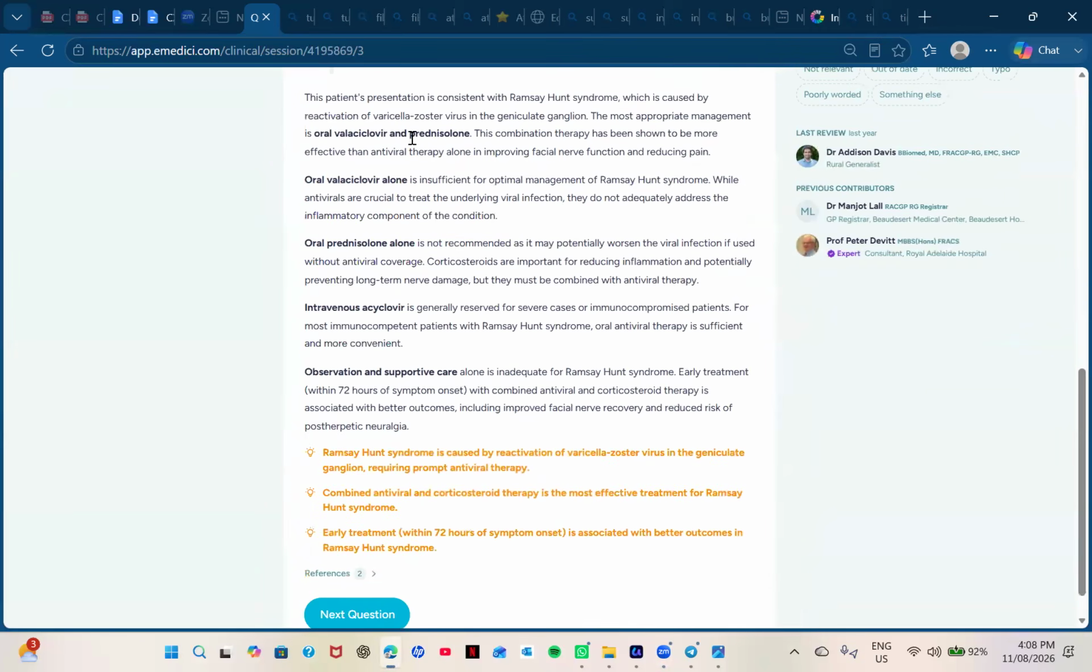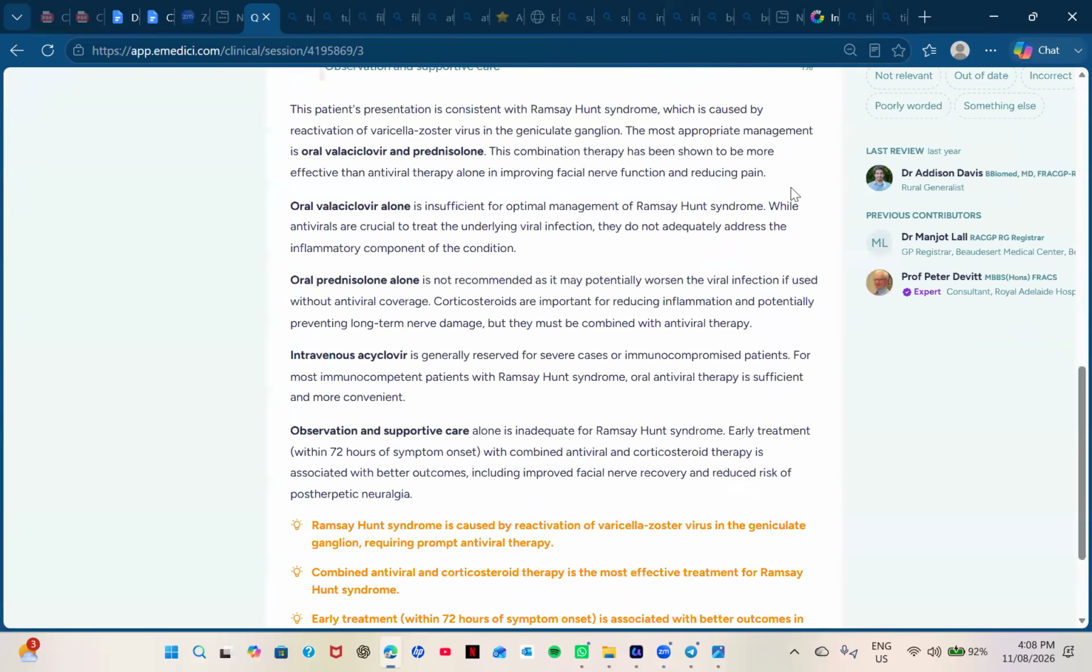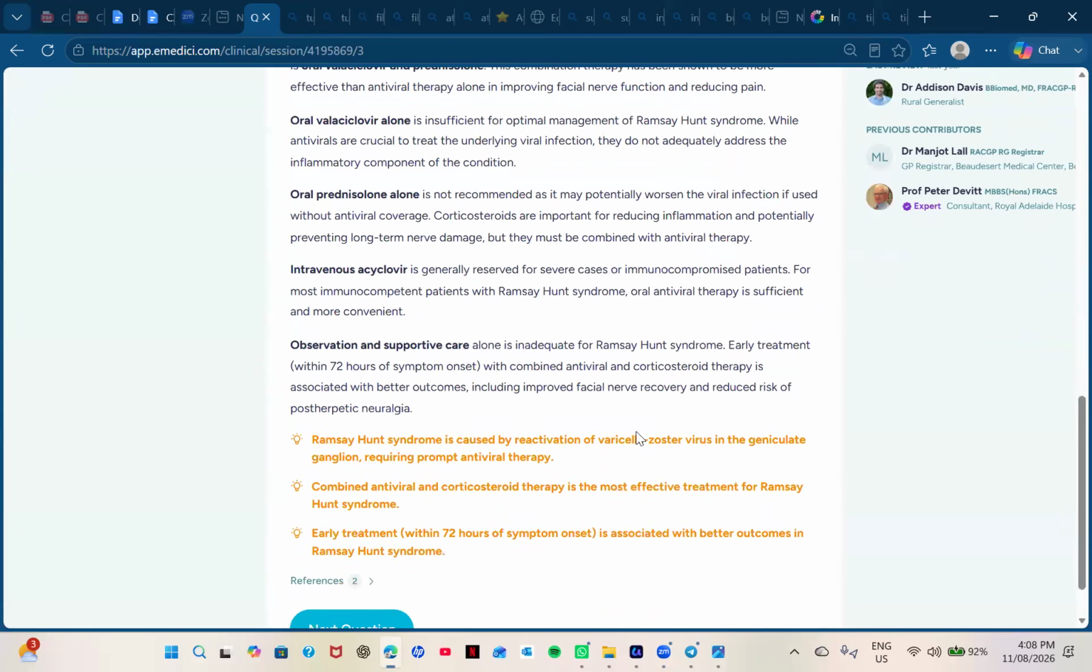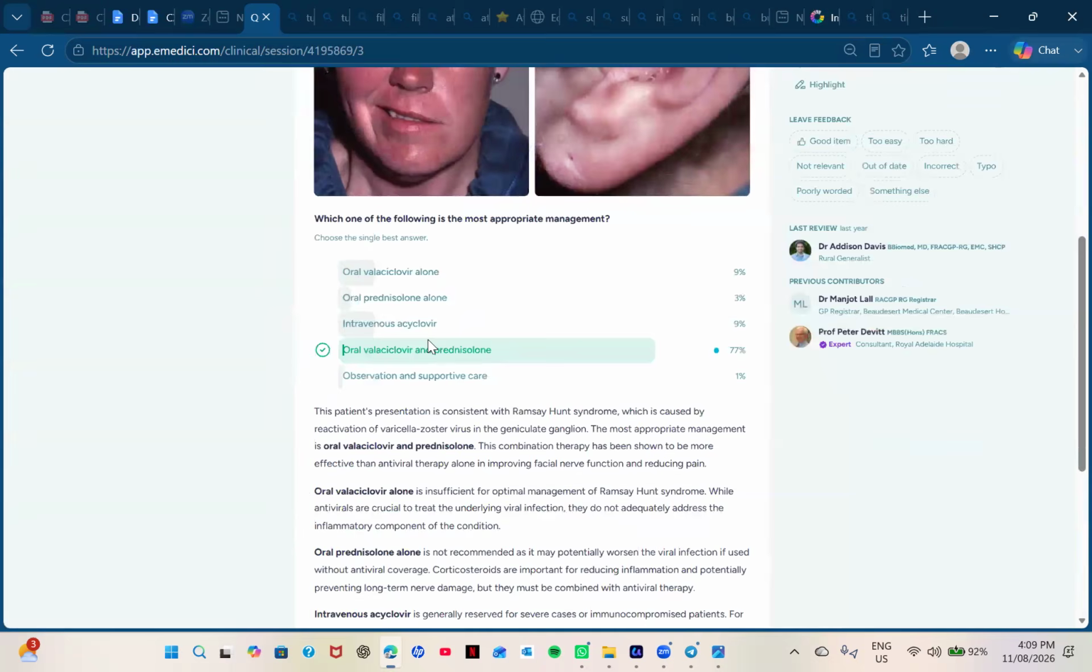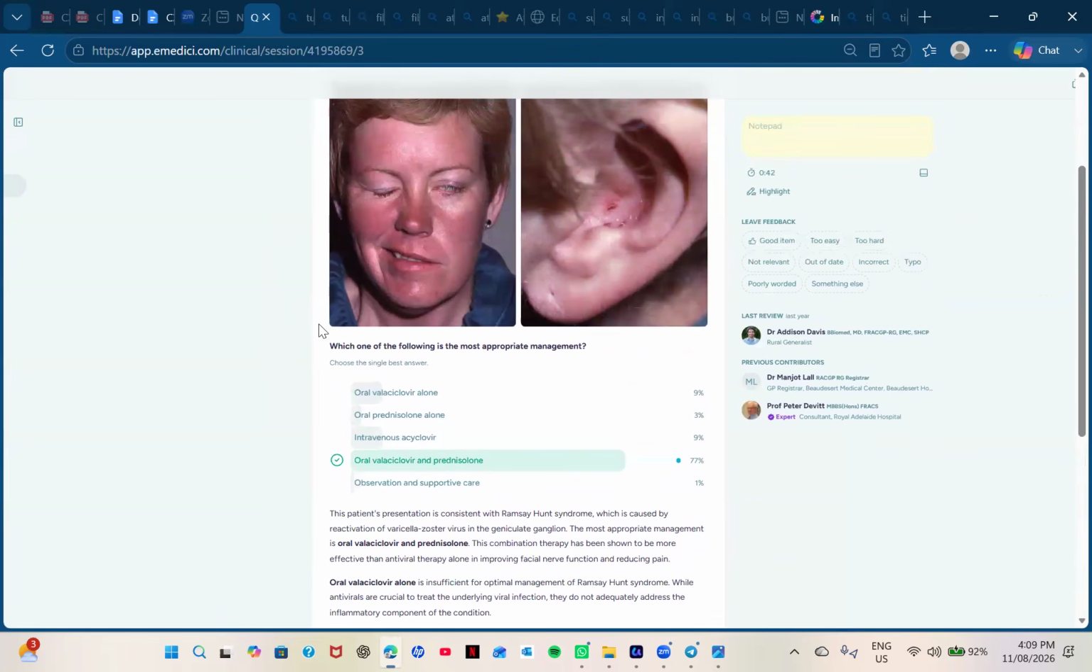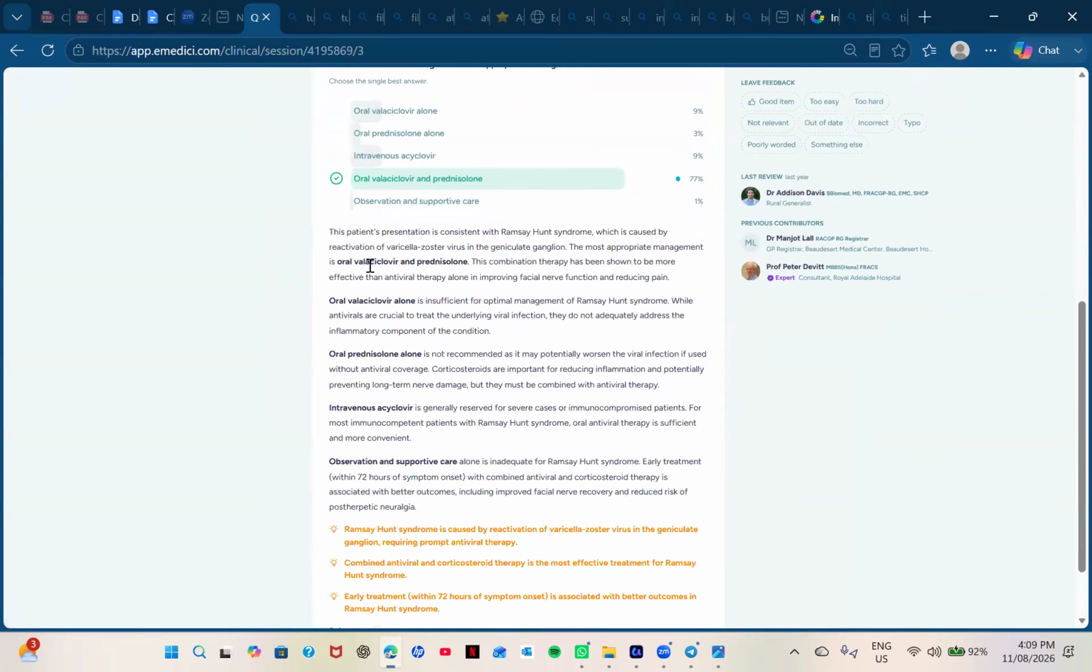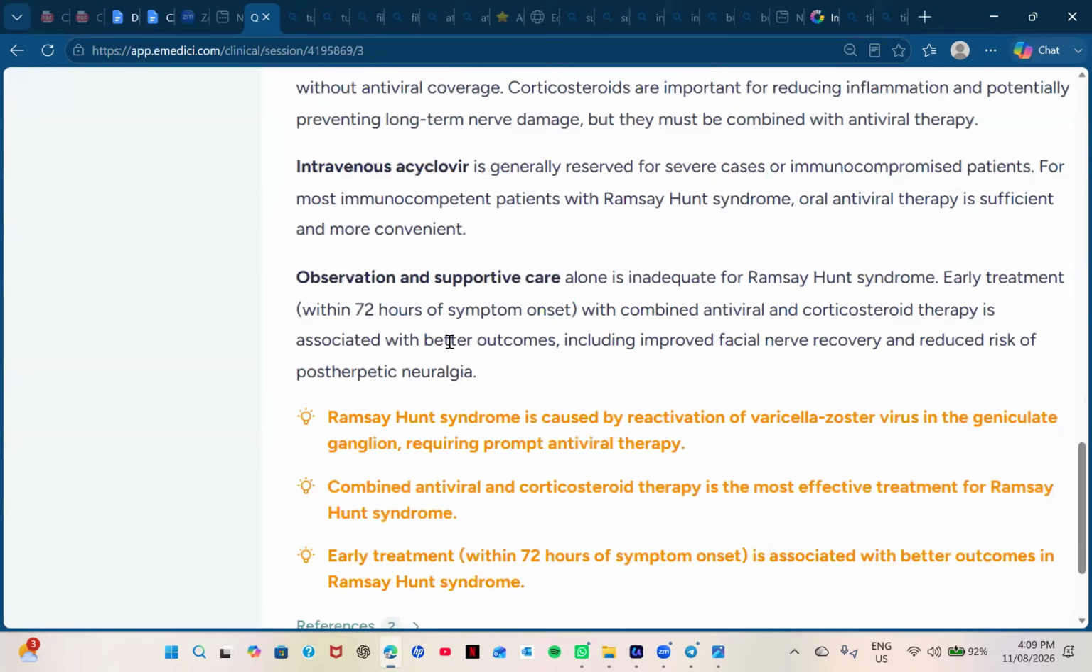Okay, don't confuse things. A patient presents with Ramsay-Hunt syndrome. Early treatment within 72 hours of symptom onset gives a better outcome. Combination of antiviral and corticosteroid therapy is the most effective treatment of Ramsay-Hunt syndrome. Very important. I have seen one doctor has chosen A. So please, doctors, make sure you know this topic, which came in July, or June, I can't remember exactly. Very important.